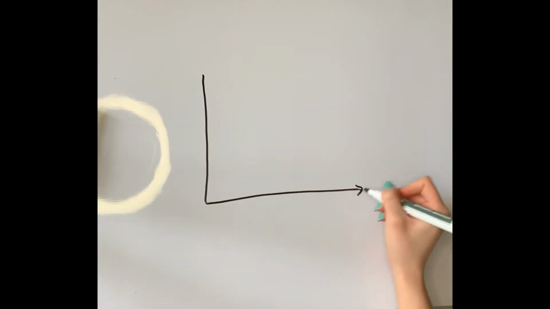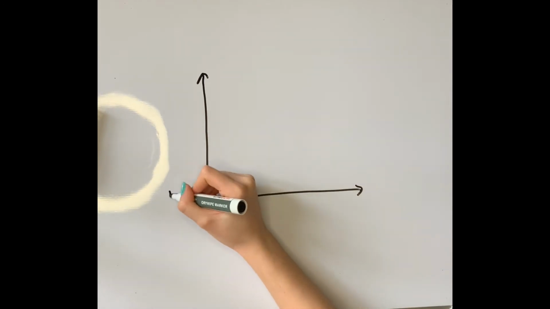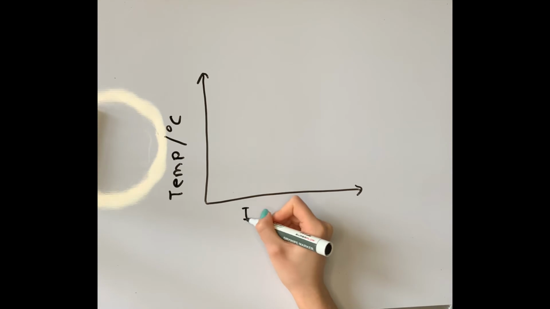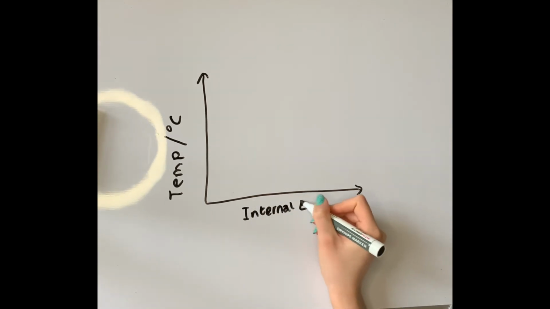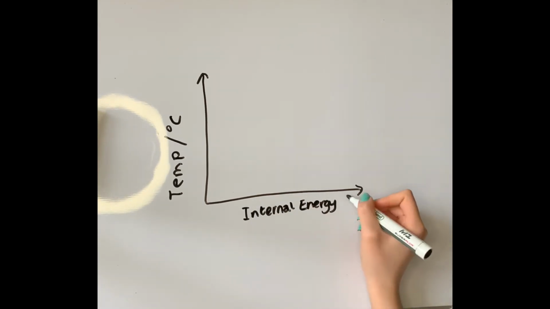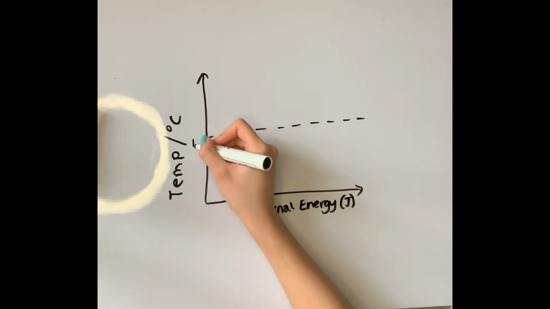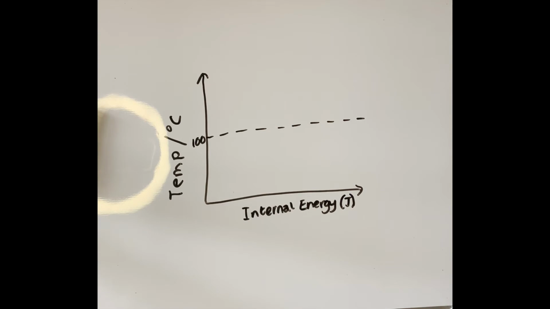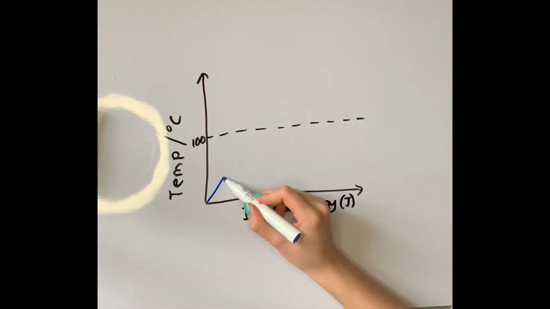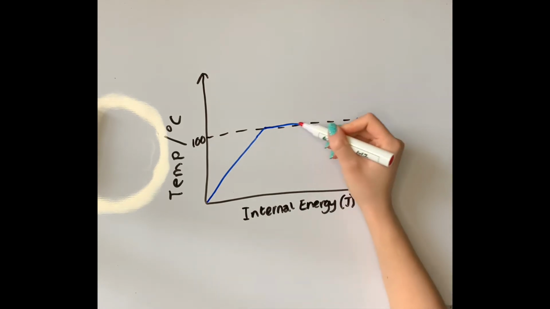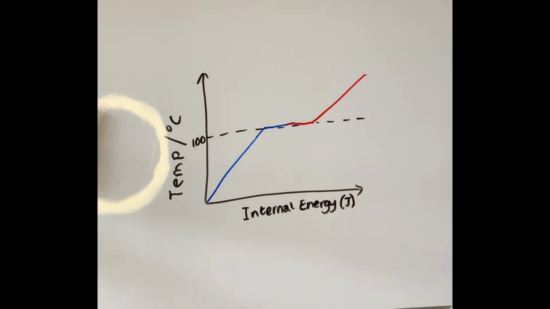Okay, so if we look at the diagram that I've drawn here, we can see a temperature against internal energy graph. And this is for water to vapour, so liquid to vapour. Initially, as we supply heat energy to the water, we can see an increase in temperature. We can see at 100 degrees Celsius, there is a change of state, and that's represented by the horizontal part of the line.